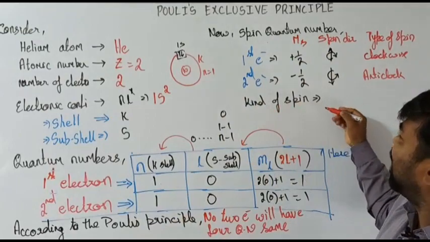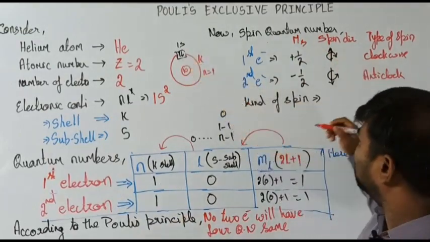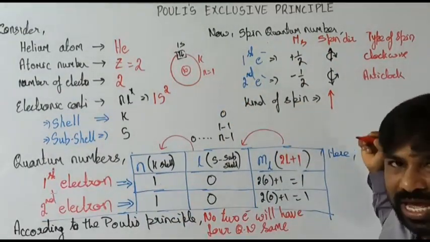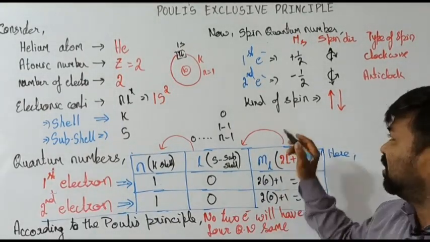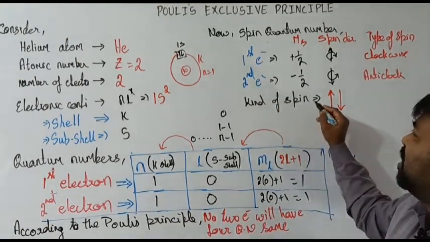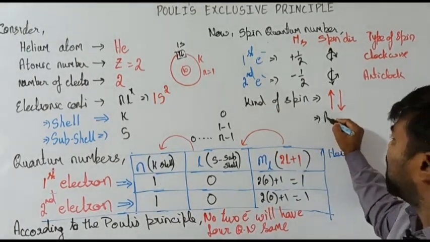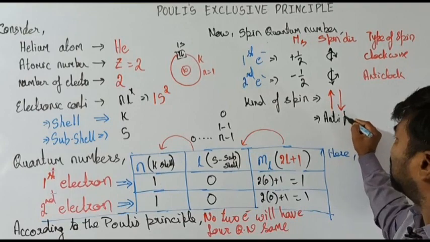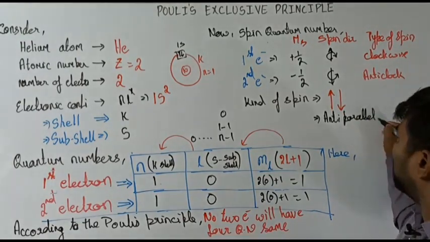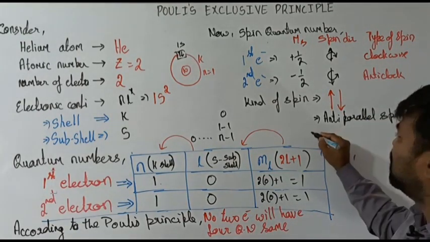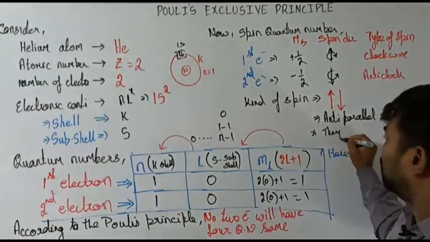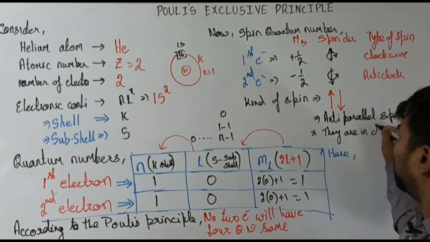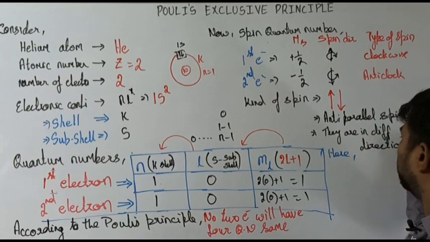Because of that, one electron is moving in the upward direction, and the other is moving in the downward direction. Because of this, we call it anti-parallel spin. What does it mean? They are moving in different directions. That is what we have to remember.